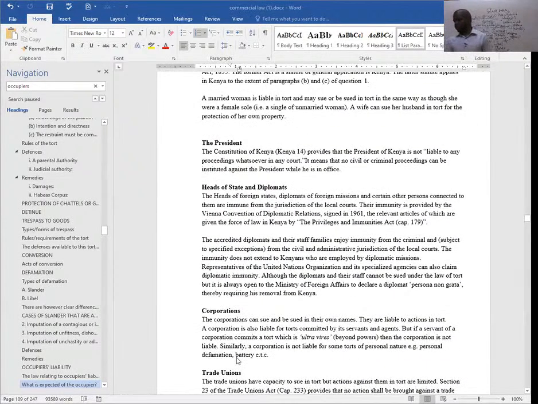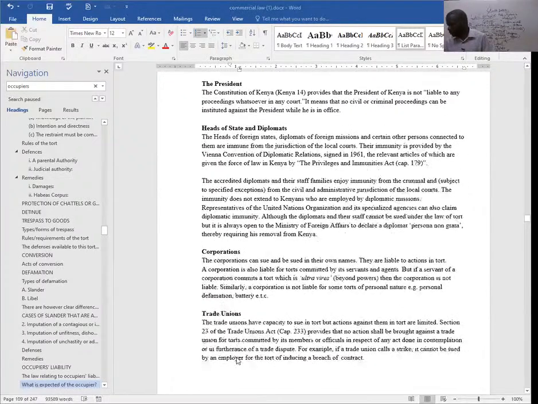Then corporations. Corporations, basically, we're talking about companies. These are recognized as being persons under the law, so they can still be held responsible. Safaricom can sue Airtel for any wrongdoing by Airtel. Airtel, being a corporation, is not immune or exempted from the law of torts or any wrong that they have committed against any other party.